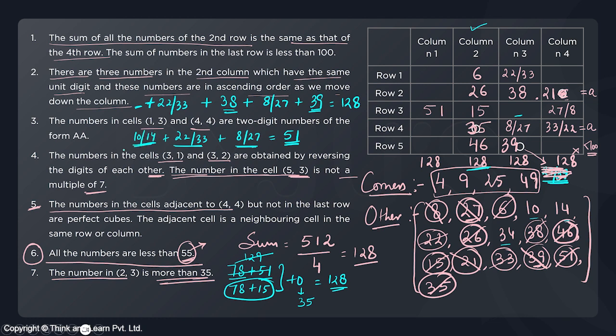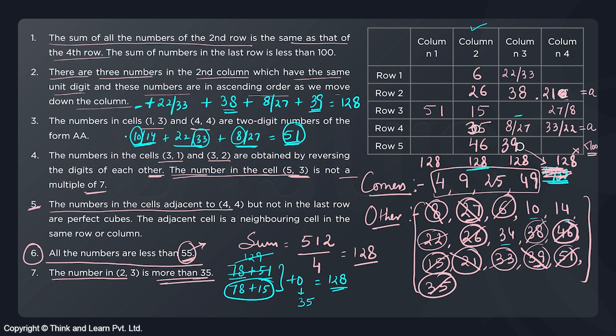This number can be 10 or 14. So what can add up to 51? One possibility that I see is 8 plus 33, that is 41. 41 plus 10 is giving me 51, right? 33 plus 8, 41 plus 10 is giving me 51. Is there any other possibility?